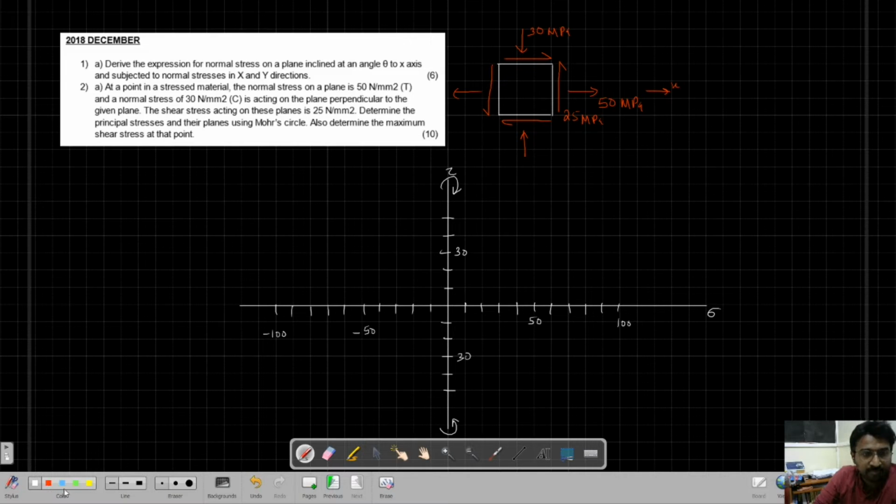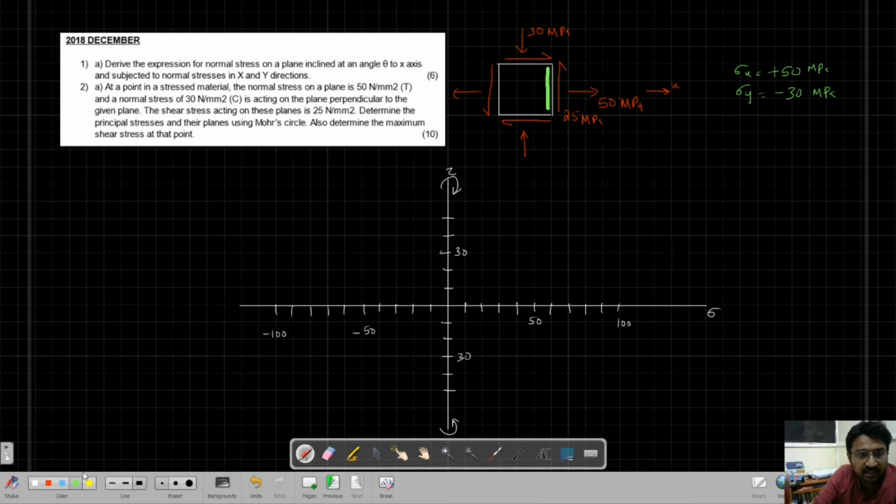Now the x direction, we will write down sigma x. So sigma x is plus 50, sigma y is minus 30. This is minus because it is compressive. Now what we will do, we will try to get one side. Let's say we will assume this side. In that side, we will see.